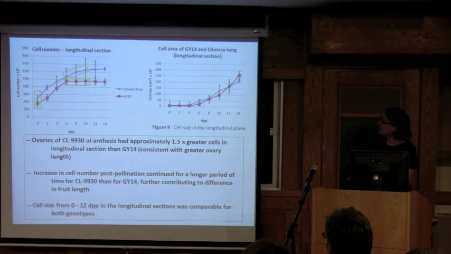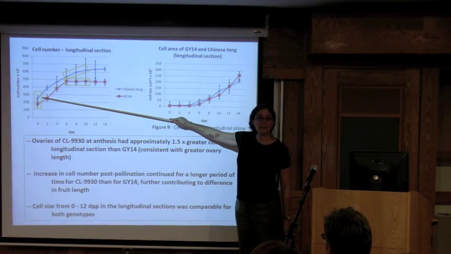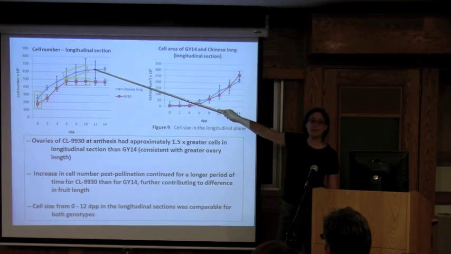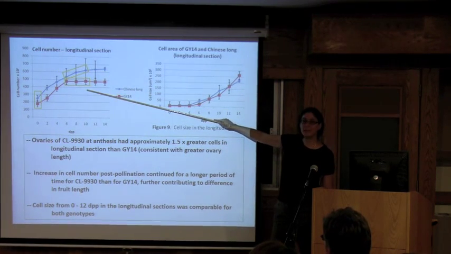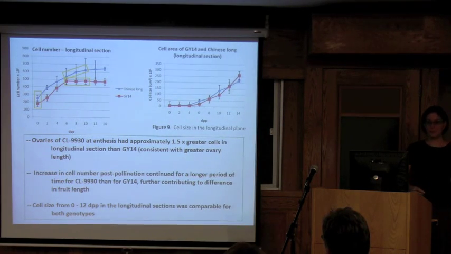If we look at cell number in longitudinal section, we see that at anthesis, the Chinese long already had a greater number of cells, and post-anthesis, there continues to be an increase in cell number for a longer period. Cell division is occurring longer than in the pickling type. Cell size, however, is essentially equivalent between the two.